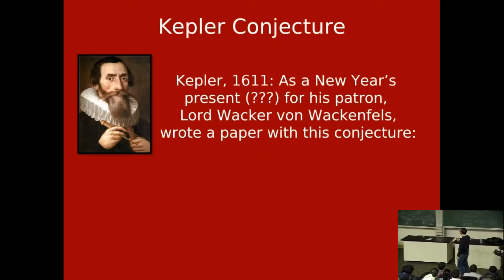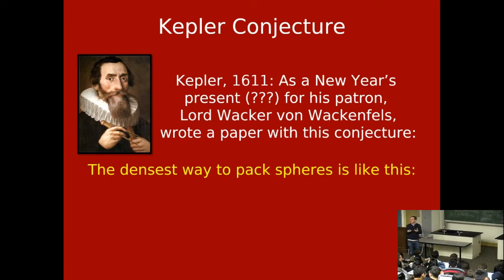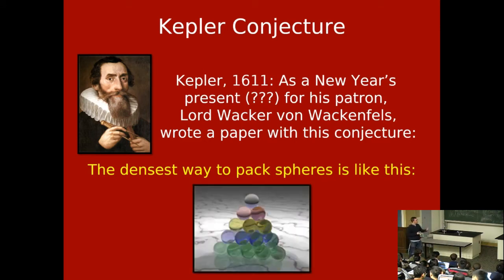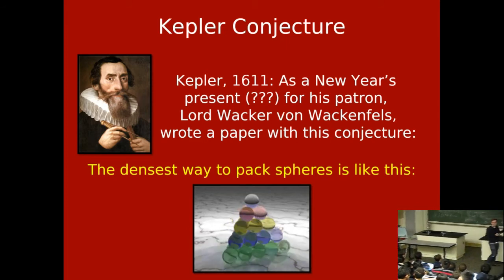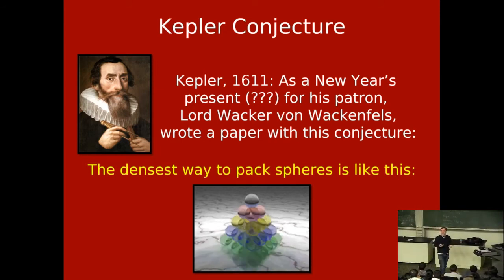And Kepler gave this Walkenfels a gift for New Year's, which was a paper which had a conjecture in it. And its conjecture was about how, if you have lots and lots of spheres, like oranges or cannonballs, what's the best way to pack them so you use up the most space in the most efficient way? And the logical idea is to stack them in the way you see oranges stacked at the grocery store, or the way they actually stack cannonballs. And it seems like the best way to fit spheres together that uses up the space in the most efficient way. And its conjecture was that this is the best way to do it.